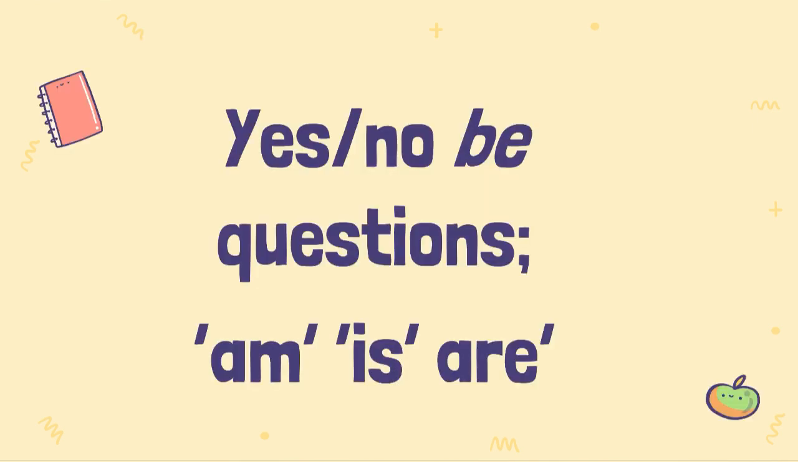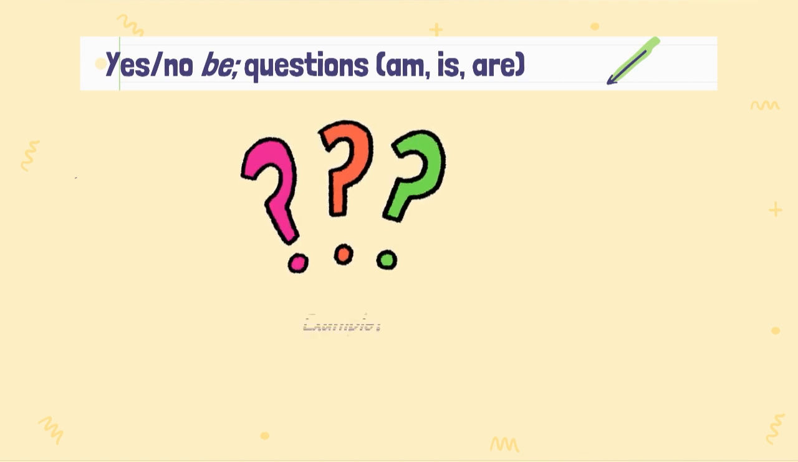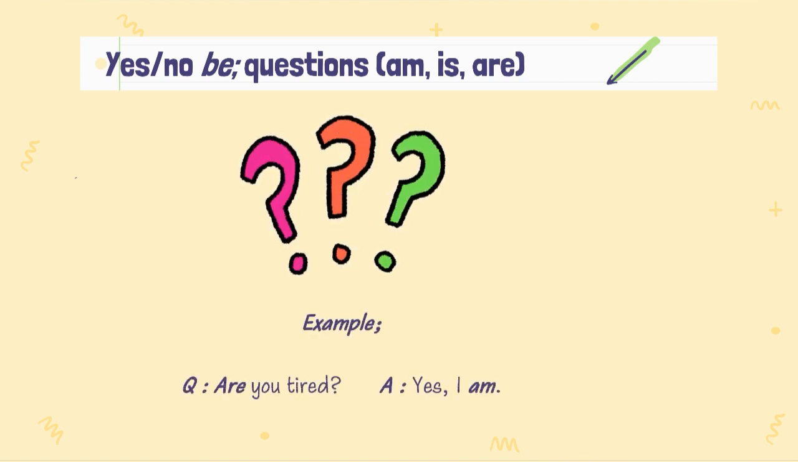Now we are going to look into yes or no verb to be questions using these three verbs to be: am, is, and are. The questions and answers will look like this. For example, are you tired? Are is a verb to be, and the answer would be yes, I am, or no, I am not.